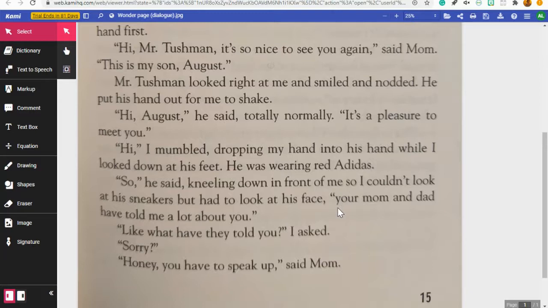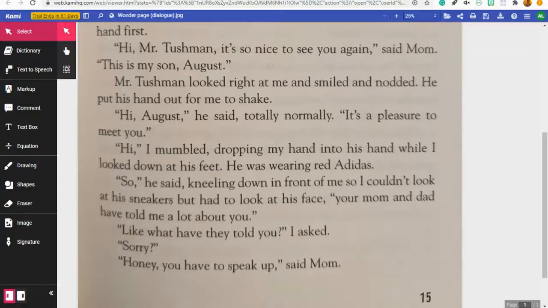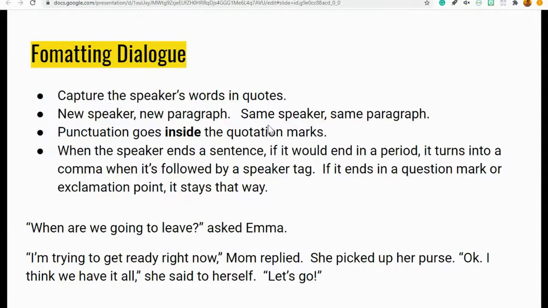Now, I don't expect that you're going to get it all perfect, but I do hope that what you can do are these couple of things for sure. One thing for sure you can do is capture the speaker's words in quotes. That's important. What are they saying? She's saying, "This is my son, August." Those go in quotes. Said Mom is what's called a speaker tag. That does not go in quotes.